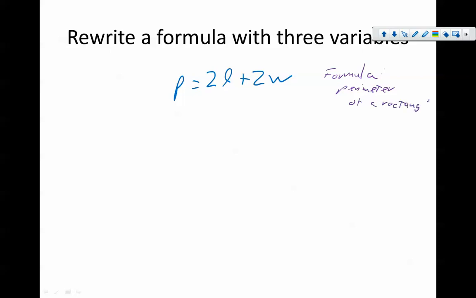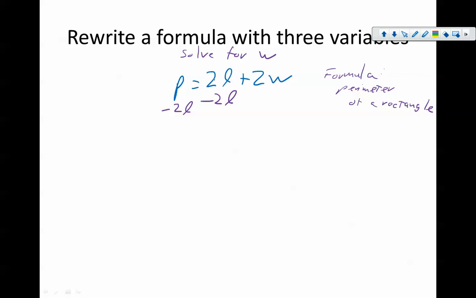And again, we're going to solve for W. Now, if we're solving for W, it means we're trying to get this W term over here by itself. So this is 2 times L plus 2 times W. The first thing we want to do is just get rid of this whole term. And because this term is separated by addition, we can subtract that term away. And we're going to do the same thing to the other side.